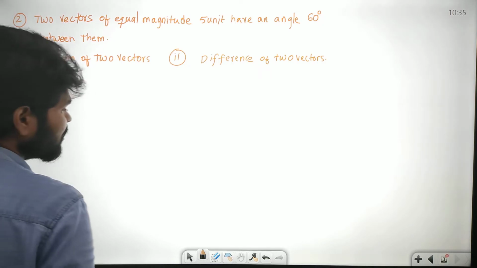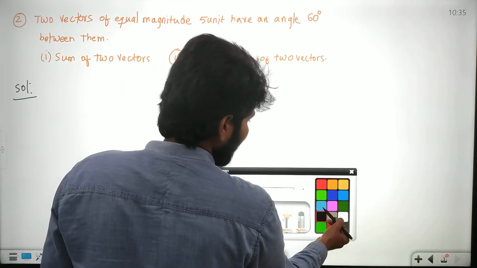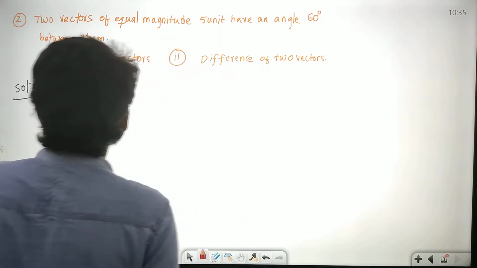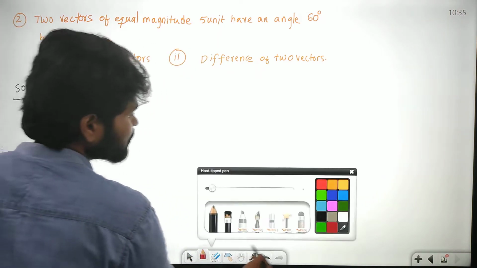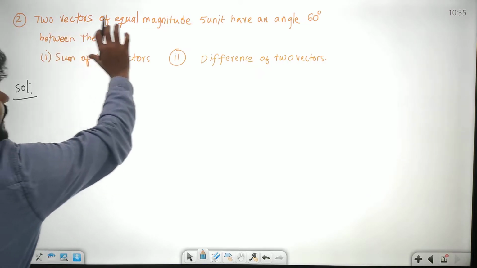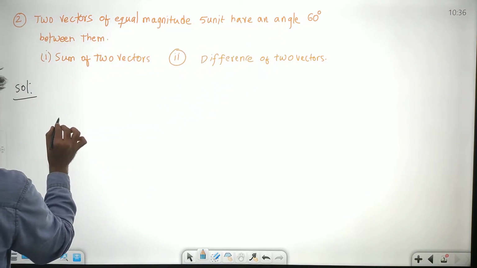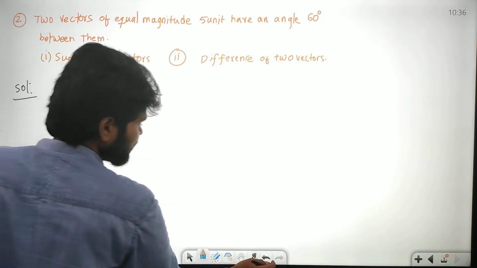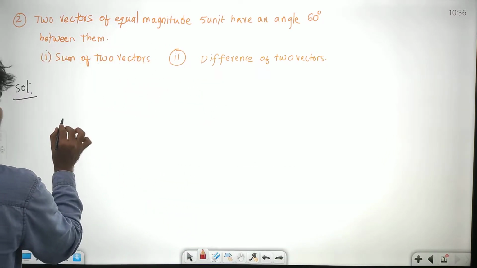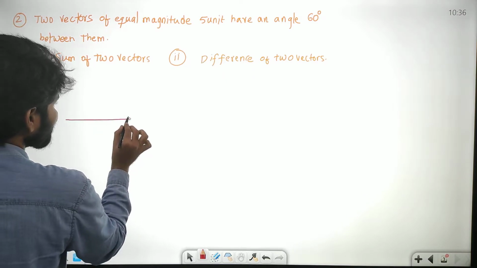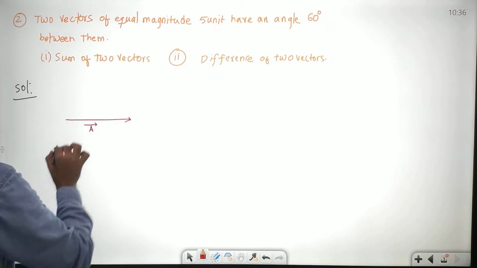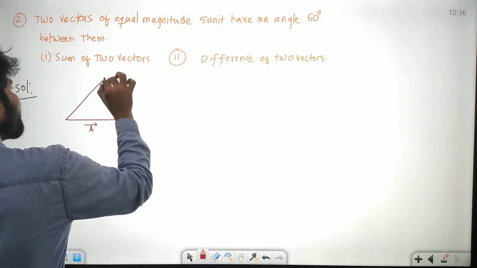Let's come to our discussion. I am drawing a diagram. See here, he gave the two vectors. This is vector A. And this is vector B.